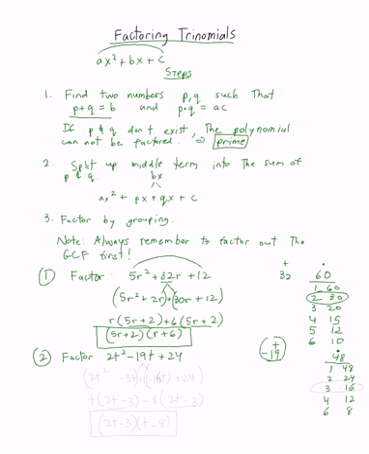So which ones are they? It has to be 3 and 16, but I need to make them both negative. See if it works now. Negative 3 times negative 16 is positive 48. And negative 3 plus negative 16 is negative 19. So these work. So I'm going to split the middle number up. 2t squared, negative 3t plus negative 16t plus 24.